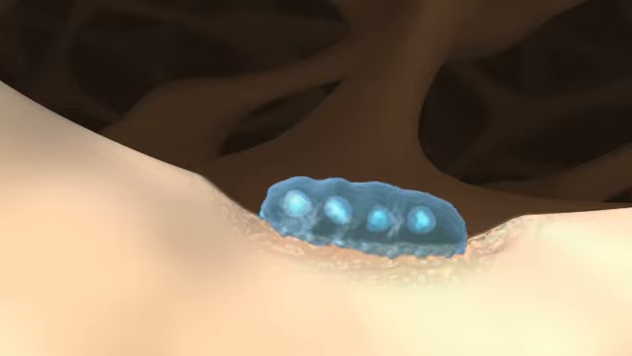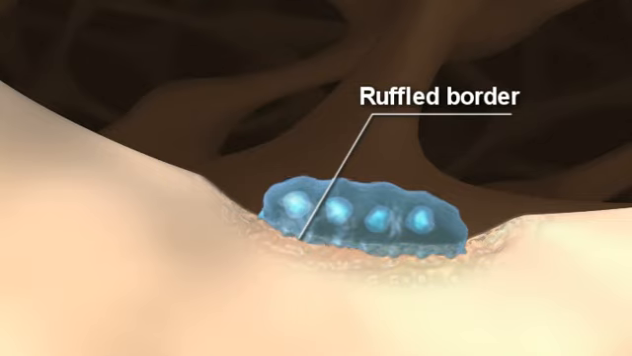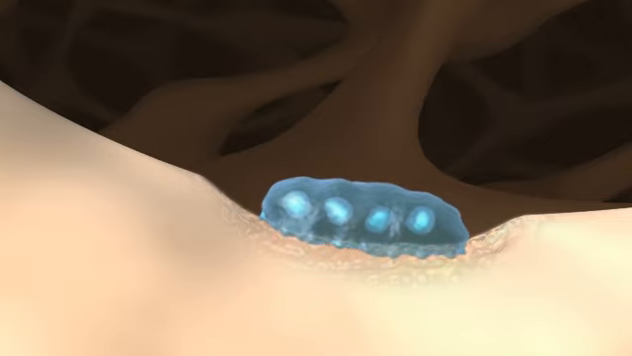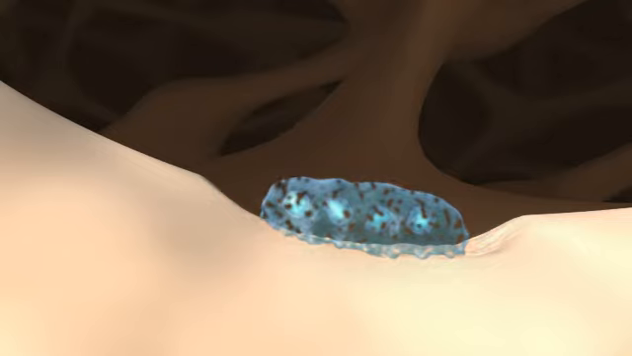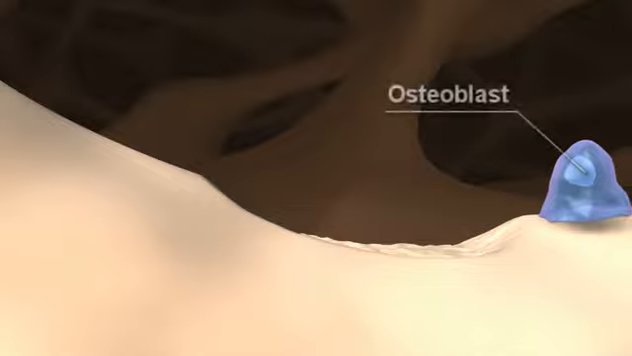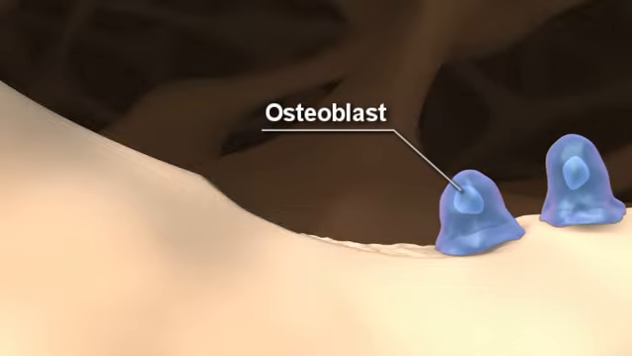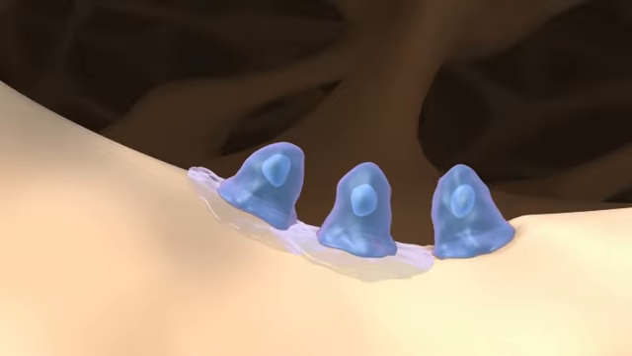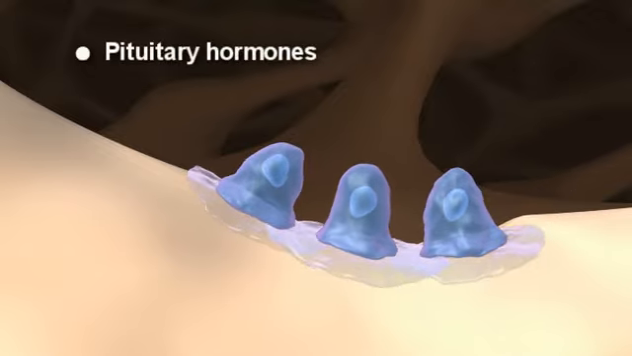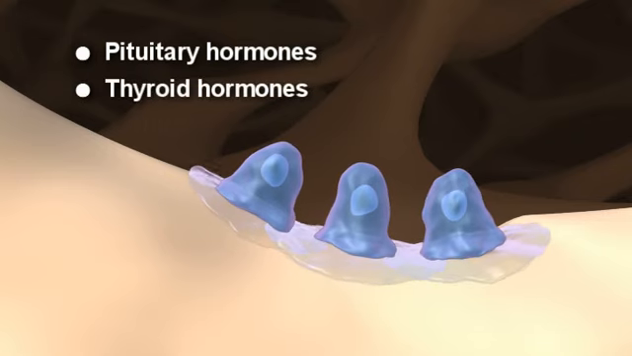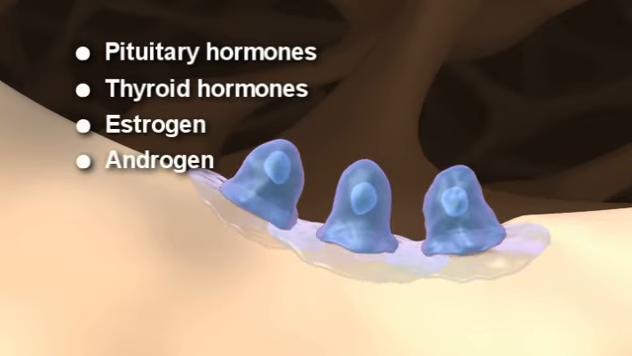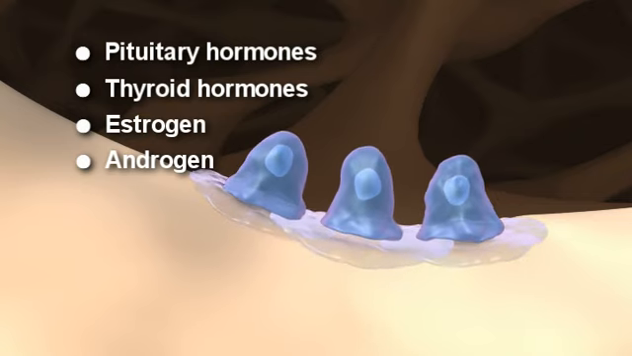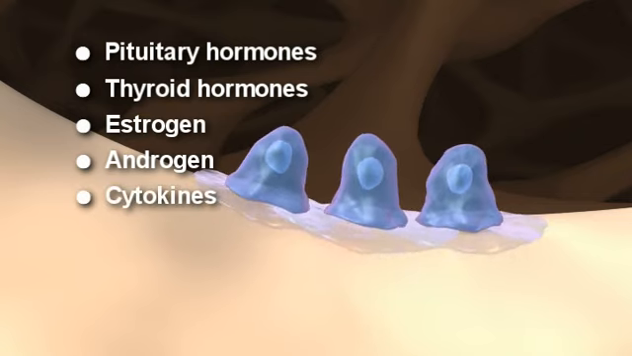A membrane is formed between the osteoclast and the bone surface, which is called the ruffled border. Osteoclast activity and resorption then end by programmed cell death or apoptosis. Once resorption is complete, osteoblasts, or bone-forming cells, fill in the bone cavities, multiply, and form new bone. This process is stimulated by the secretion of pituitary and thyroid hormones and sex hormones, such as estrogens and androgens. Osteoblasts also secrete a number of cytokines that promote reabsorption of bone.